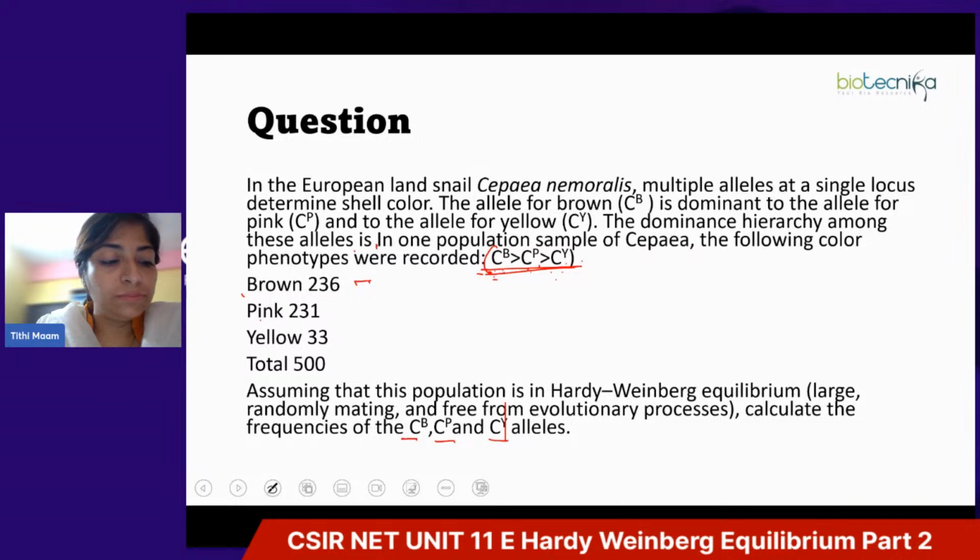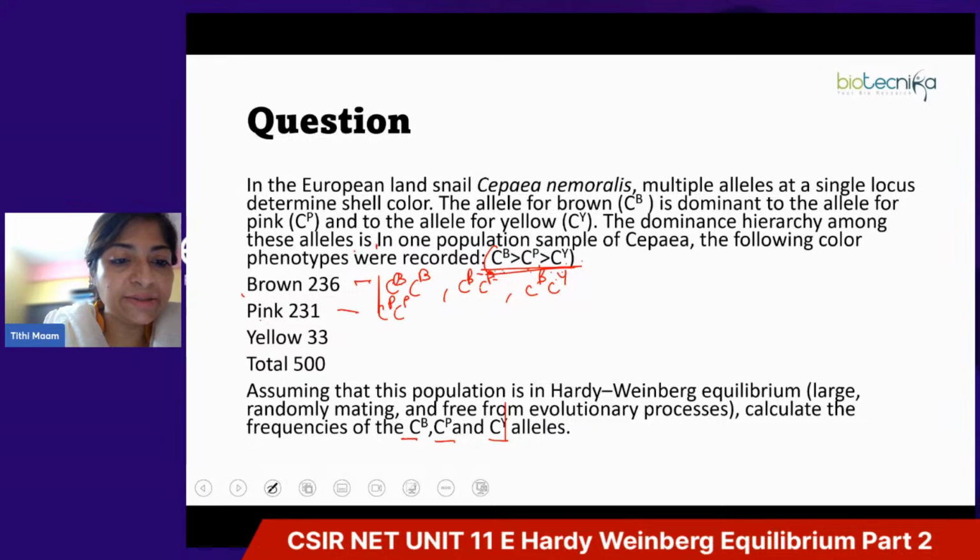Okay, quickly, guys, tell me who all will have the brown phenotype. What all genotypes will have the brown phenotype? So brown is the most dominant allele, right? So whoever is homozygous dominant, CBCB, whoever is CBCP, and whoever is CBCY, they all will have the brown phenotype. That's correct, Gayatri. Who all will have pink? CPCP and CPCY. Whoever will have yellow, only CYCY.